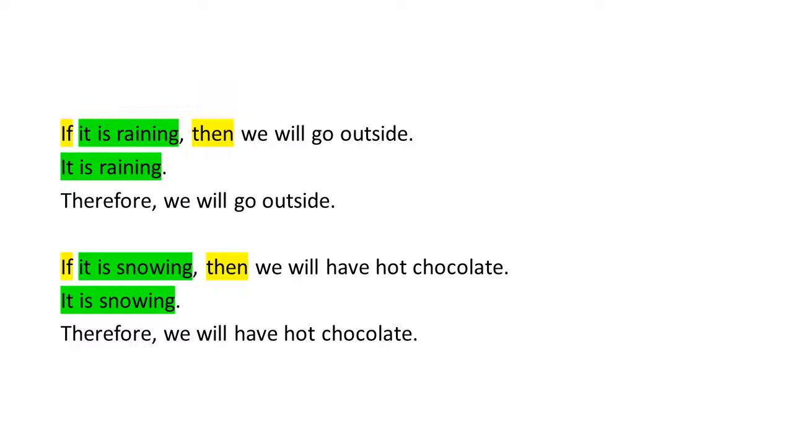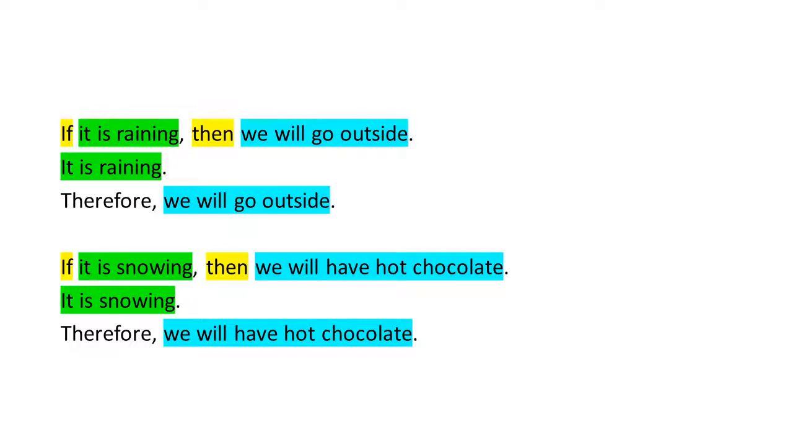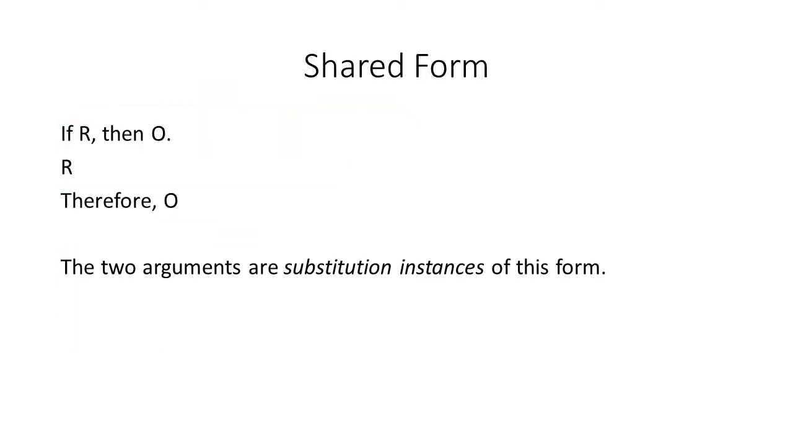The next thing to notice is that the antecedent of the first premise, that conditional statement in both arguments, reappears as the second premise. So in the first argument, it is raining, and in the second, it is snowing. The next thing to notice, this time highlighted in blue, is that the consequent of the first premise in both arguments reappears as the conclusion. We will go outside in the first argument, and we will have hot chocolate in the second. Good.